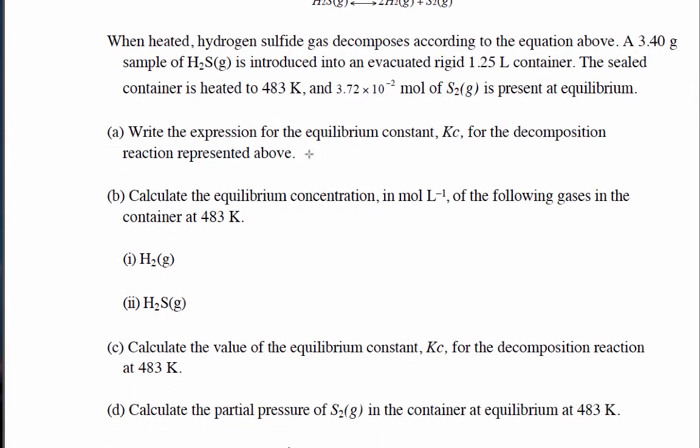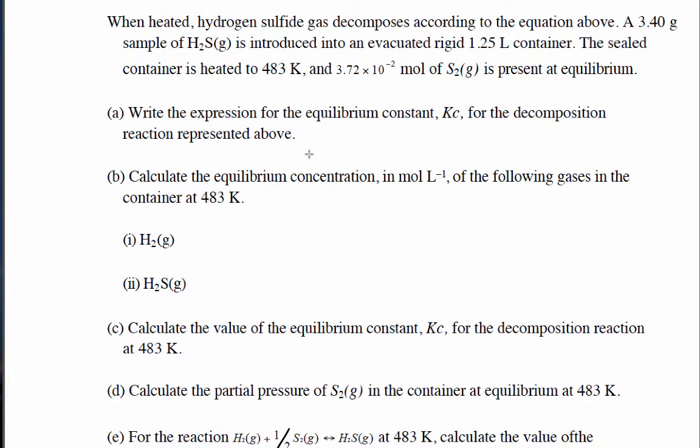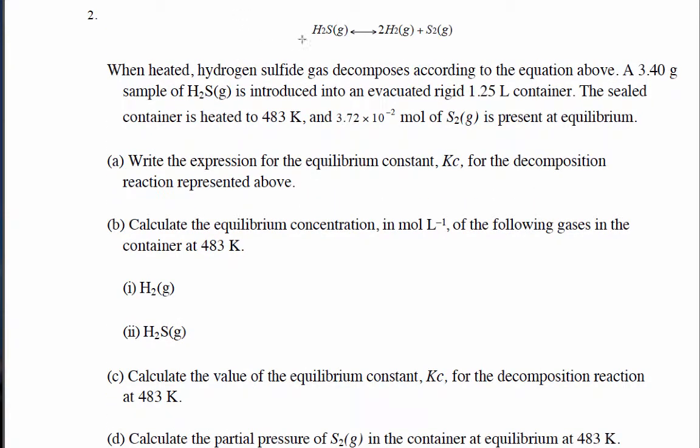Moving on to the second question. This one, my hope is you realize you could have used an ICE table to go ahead and complete it. I actually think that it works a lot better if you do, but that's completely up to you. Now, it says, when heated, hydrogen sulfide gas decomposes according to the equation above. And looking at it, I noticed that one thing is missing. So if you went ahead and put that down, I did give you a credit for it. But we want to go ahead and make sure that we adjust that. So that's supposed to be a 2.